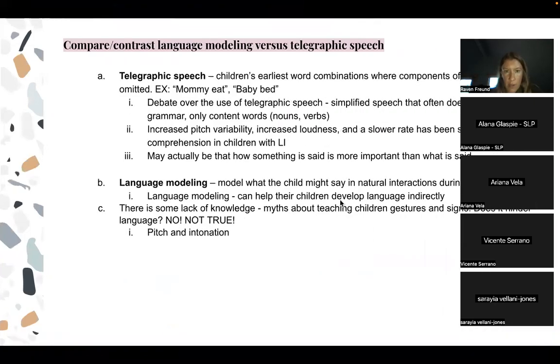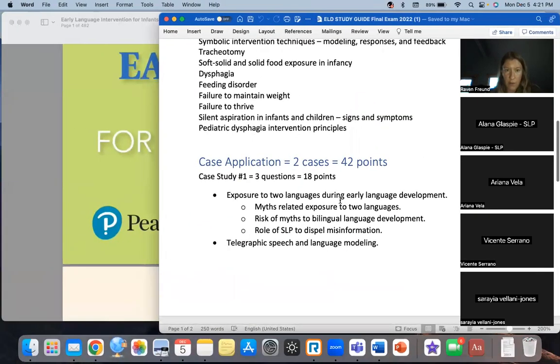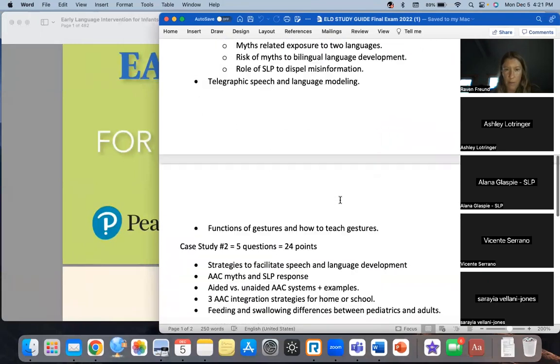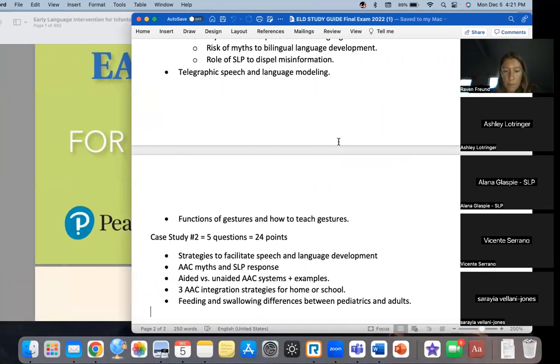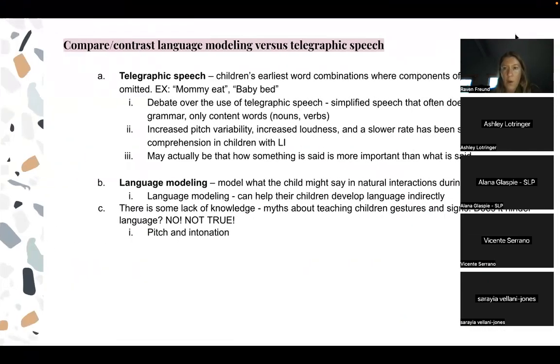So compare, contrast, modeling versus telegraphic speech. Let's make sure these things are on because I don't want to give you guys more. Telegraphic speech. Okay, so telegraphic speech, children's earliest word combos where components of grammar were omitted. If you've ever been around a child, you know that obviously children are not speaking in grammatically, syntactically correct sentences.